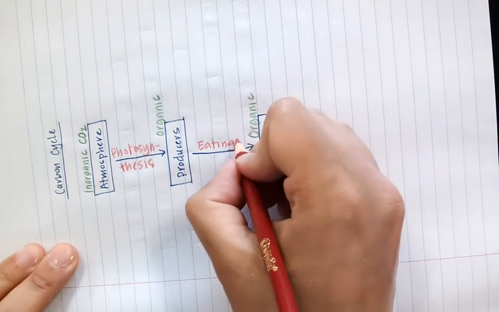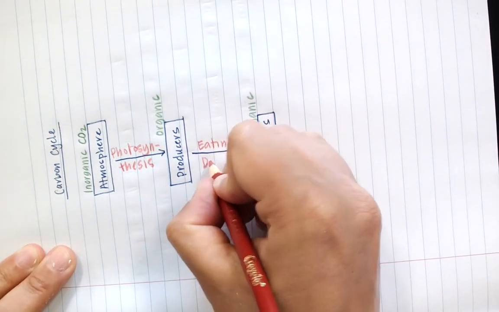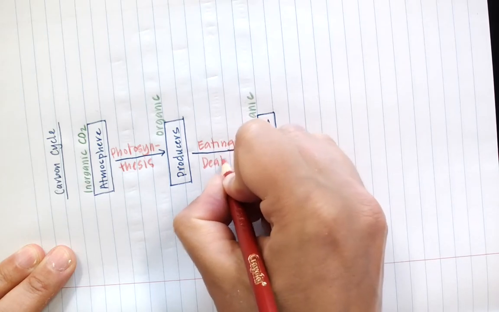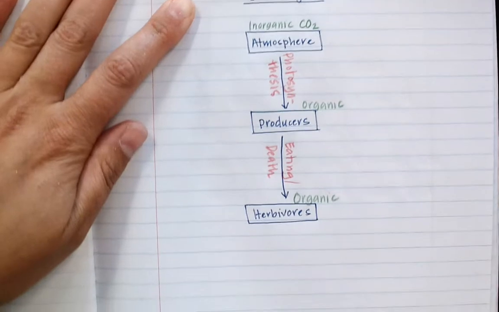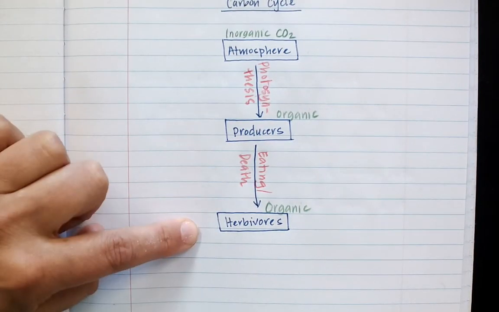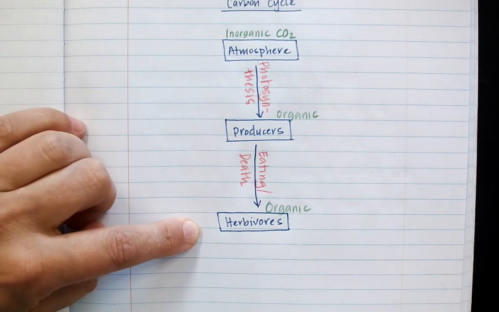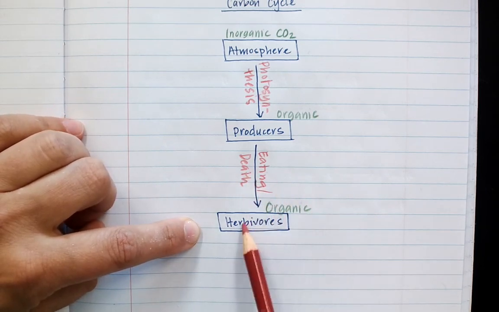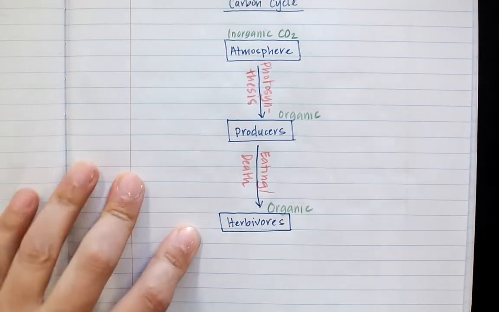I could also say death, because hopefully the herbivores are killing the plant before they actually eat it. I mean, maybe not, but it's going to be dead by the time it's inside that herbivore.